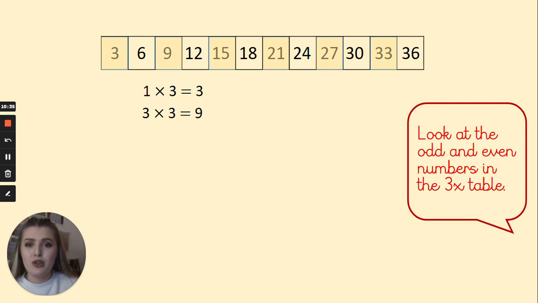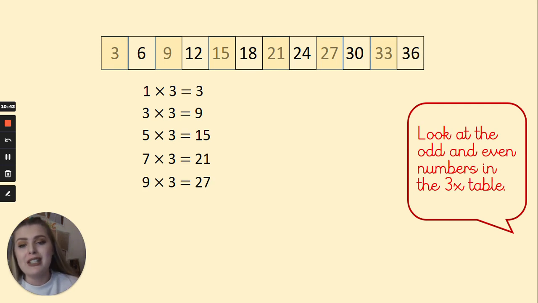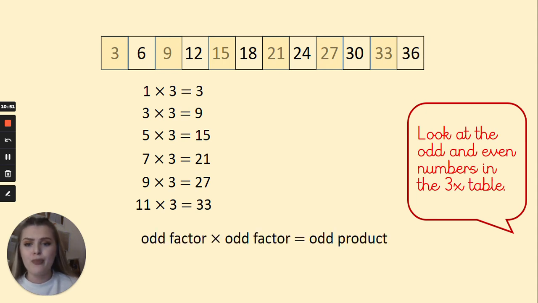1 times 3 is 3. 3 times 3 is 9. 5 times 3 is 15. 7 times 3 is 21. 9 times 3 is 27. And 11 times 3 is 33. That is all the odd numbers that we've produced in the 3 times table.